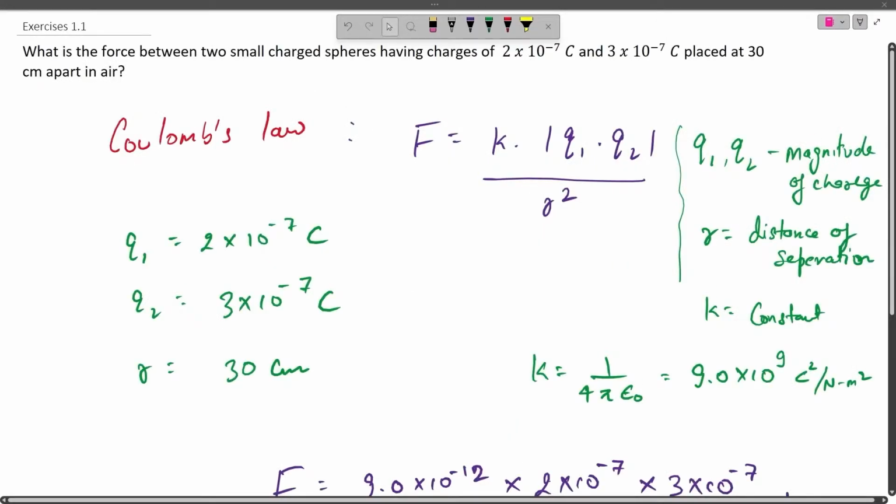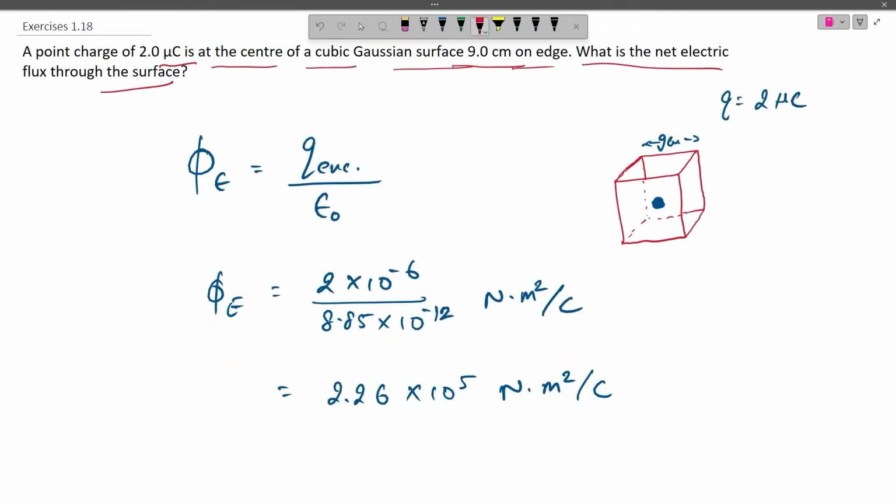The question says: what is the force between two small charged spheres having charges of 2 × 10^-7 coulomb and 3 × 10^-7 coulomb? A particle of magnitude 2 microcoulomb is placed at the center of a cube of side 9 centimeter. What would be the electric flux through the surface? So we can assume that this is a Gaussian surface, a cube of side 9 centimeter.